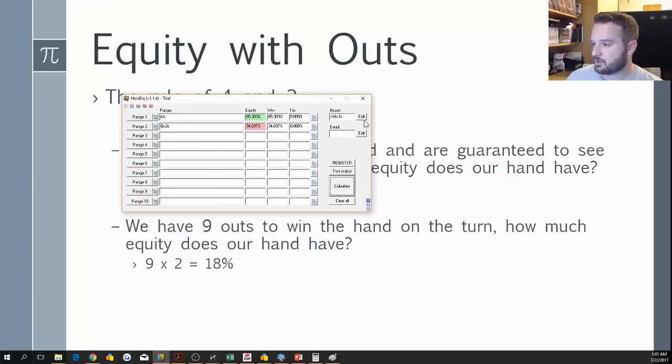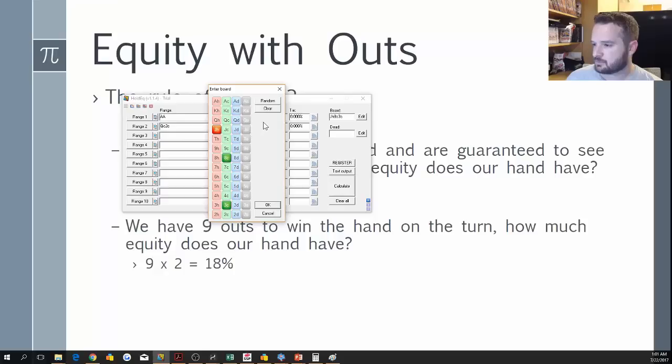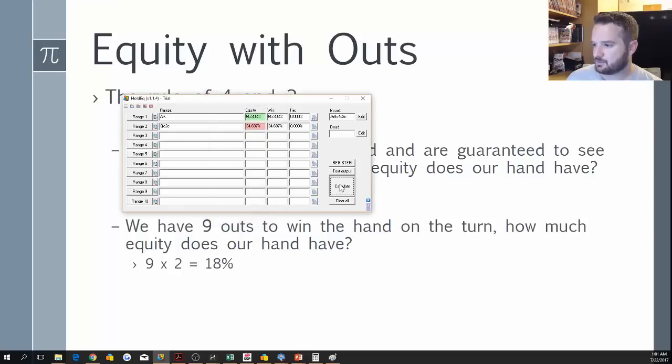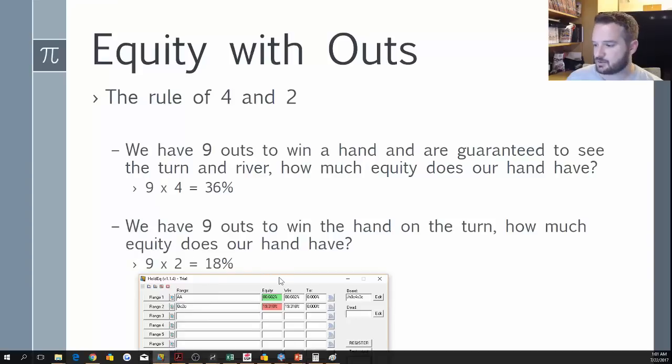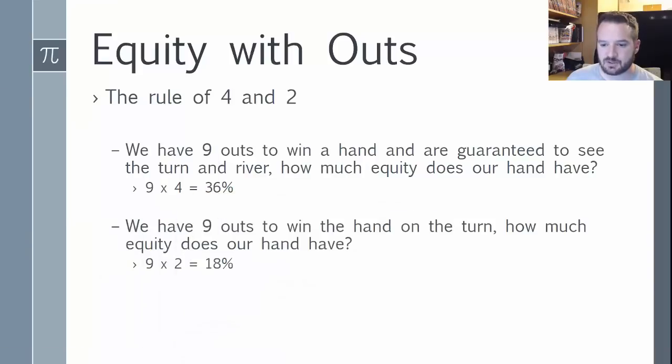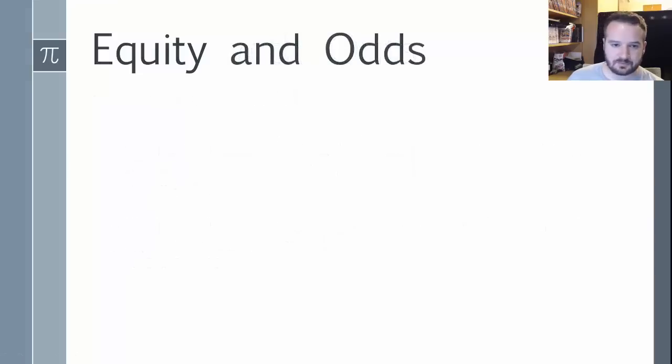So then we're going to go to the turn. And we'll put in the 4 of spades. Calculate. 19% equity. It showed 18% equity here. So boom, we're right there. Not too shabby. And we did some very quick, very easy math. Okay, so let's start putting it all together here.